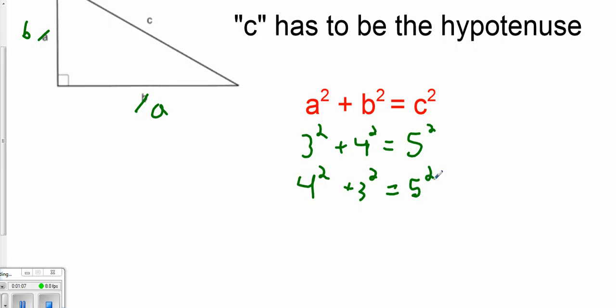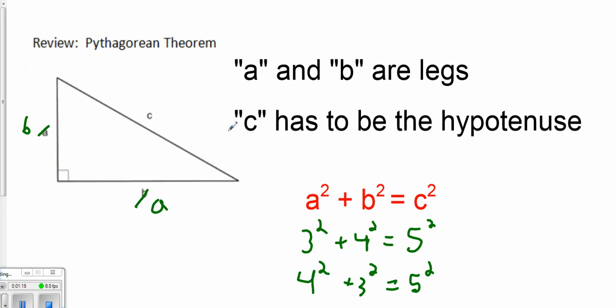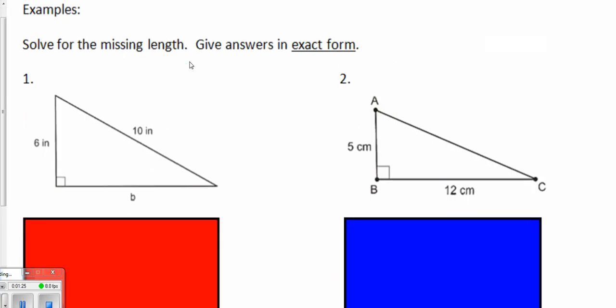And that is true. It just means that this C value always has to be the biggest length, the hypotenuse. C is always the hypotenuse across from the right angle. These two you can switch around, but then the Pythagorean theorem has to be a squared plus b squared equals c squared. Now let's see how that works using some of our examples.